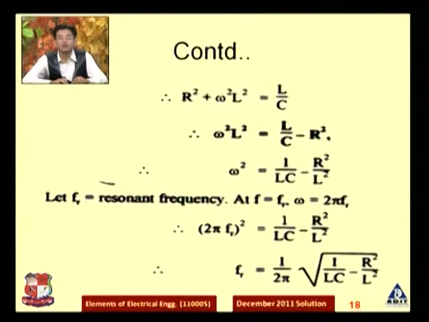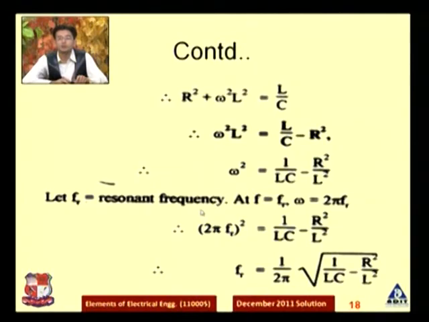In this equation, keeping omega square L square as the main term, you will get L by C minus R square, that is, put on the right hand side. So your omega square is equal to 1 upon LC minus R square by L square. So you can define the resonant frequency by FR. Omega is equal to 2 pi into F, but F is put as FR. So your equation will become 1 upon LC minus R square divided by L square.